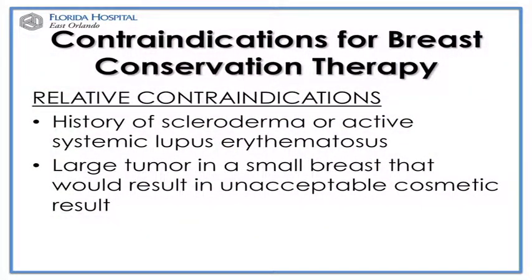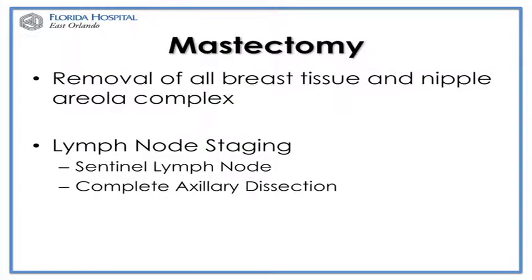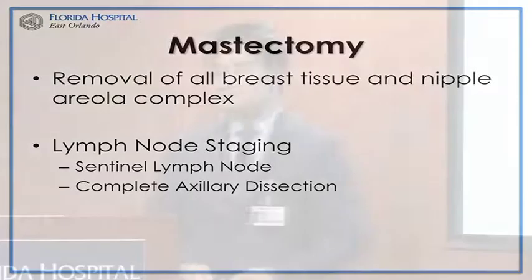Also, a very large tumor in a very small breast size. It just doesn't make sense to remove a big lump of tumor and leave a little sliver of breast. We would recommend mastectomy because the results would be cosmetically unacceptable. So again, just to review, mastectomy is the removal of all breast tissue and the nipple areolar complex, and we also stage the lymph nodes just like we do with breast conservation surgery. We sample the lymph nodes that are most likely to harbor the cancer, and if there is cancer in there, then we remove all of the lymph nodes in the axilla.